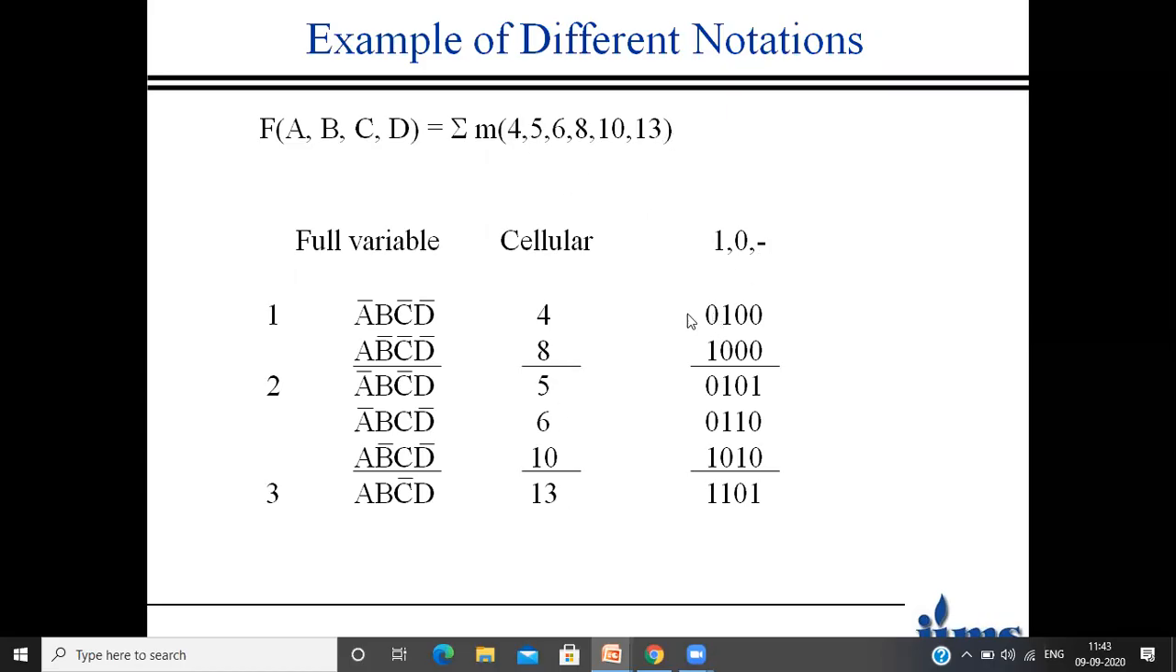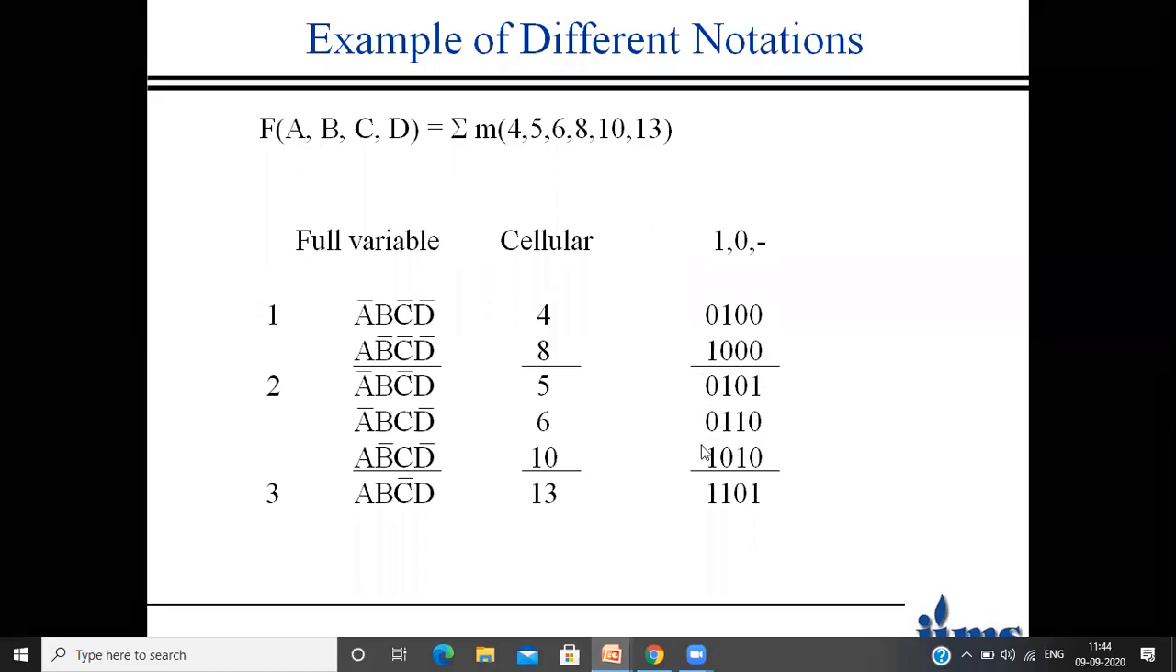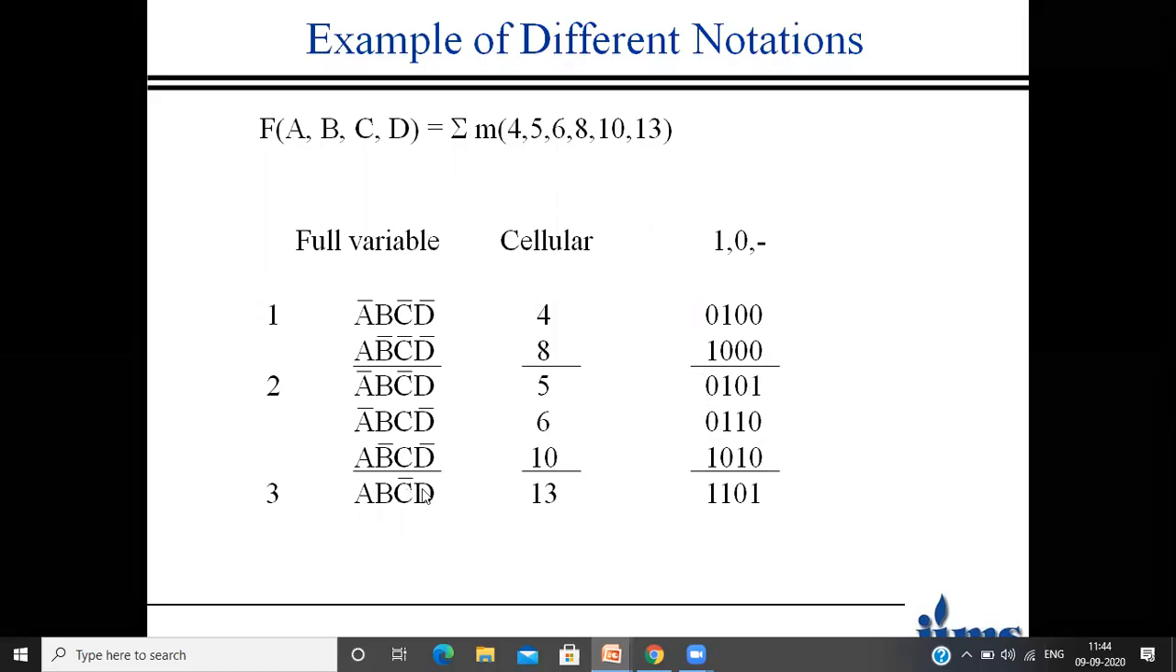So what we do, we make groups, and this is your first group in which we have only a single one. So 4 and 8 have a single one only. In the next group, we should have 2 ones. So in the values of 5, 6, 10, we have 2 ones. And in the third, we have 3 ones, that is 13.